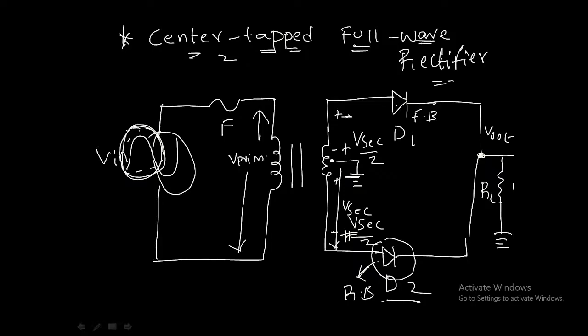What happens if the current conducts through that particular diode? Then the voltage drop will be observed on this resistance. That is, we will get the output voltage. So that is how a full wave rectifier works.